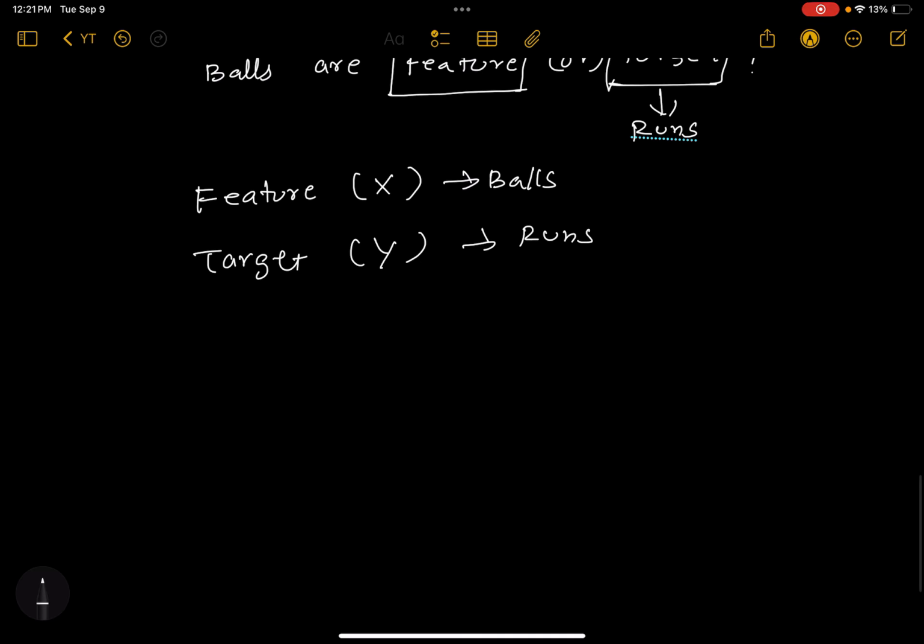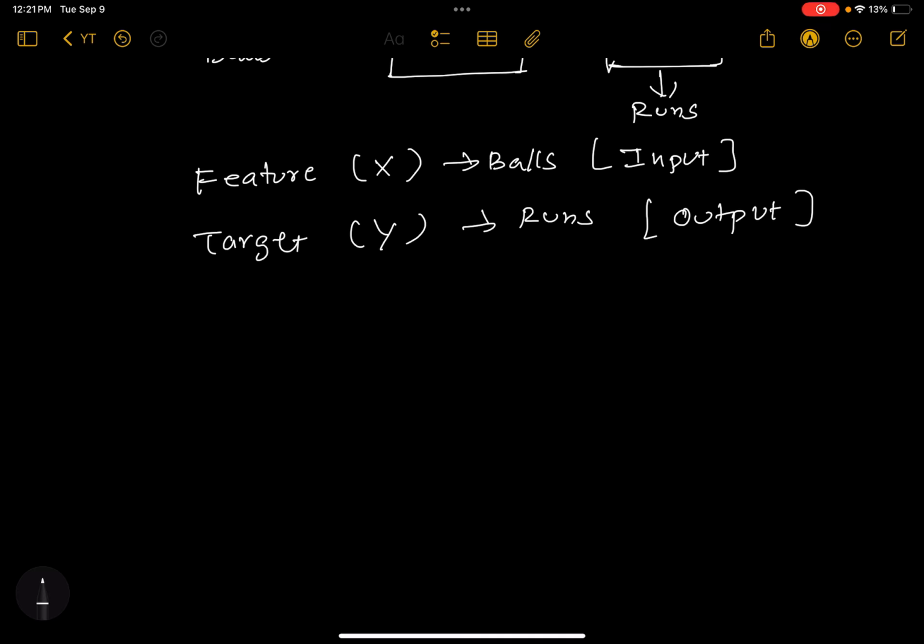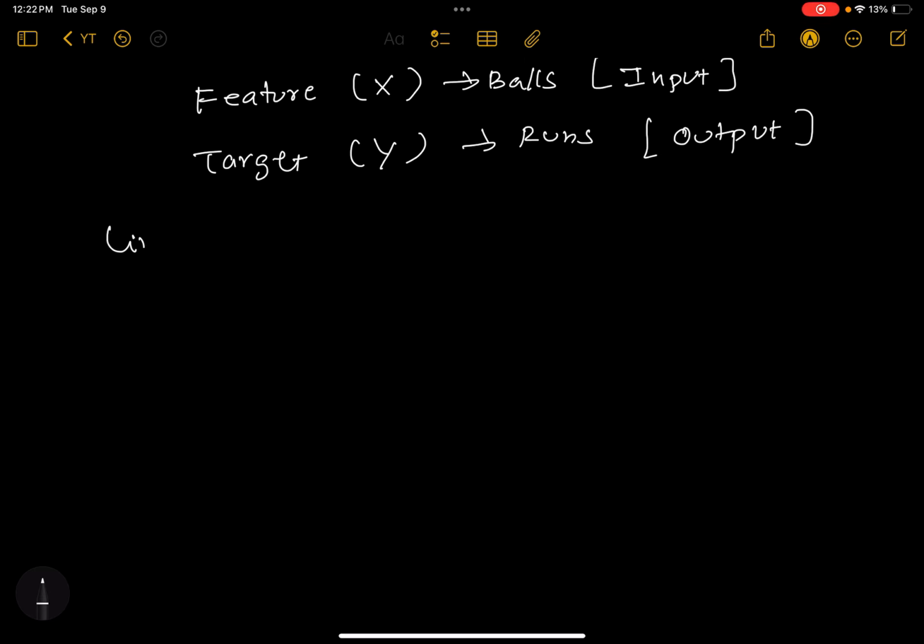Features are like the input, and the target is the output we want to guess. These are the two things. Simple, right? But what does this word linear mean? I've been using that. So what does linear mean? The word might sound a bit mathematical or complicated, but it's very, very simple.